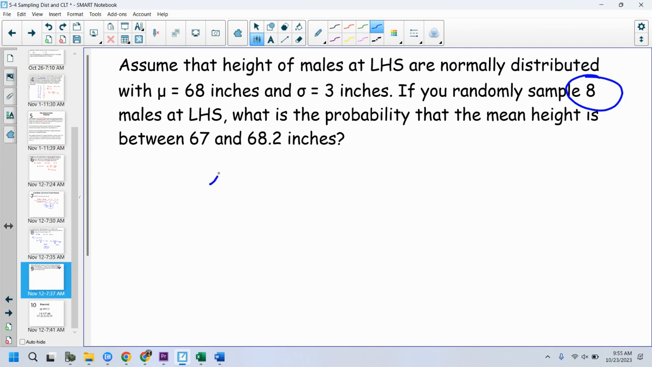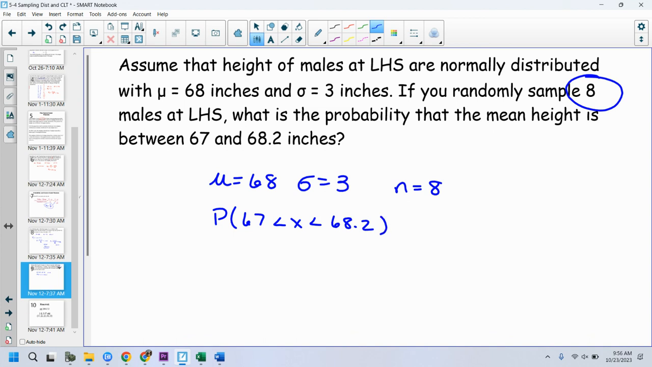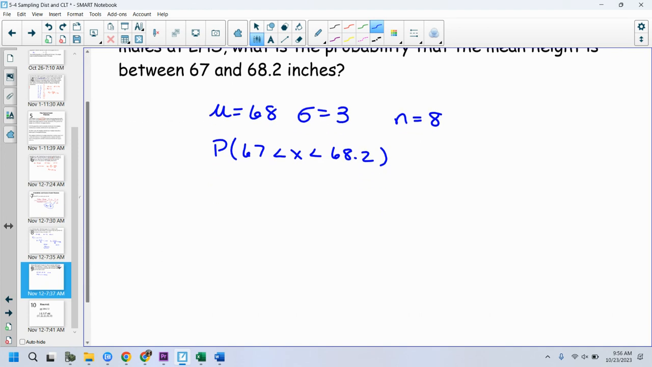So mu is 68, sigma is 3. I randomly sample 8, so n is 8. Now, I want to know what the probability is between 67 and 68.2. Now, think about that. That's extremely close to my mean, right? I'm picking 1 unit below and 1.2 units above. I would say that my probability might be pretty low, but remember that I'm using means, not random values. So let's see what's going to happen.